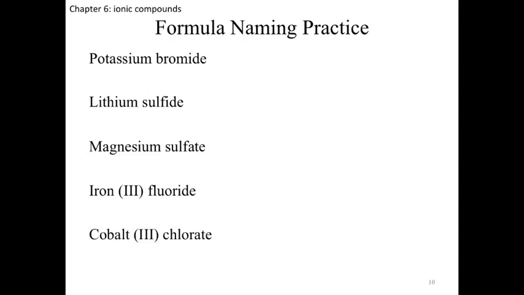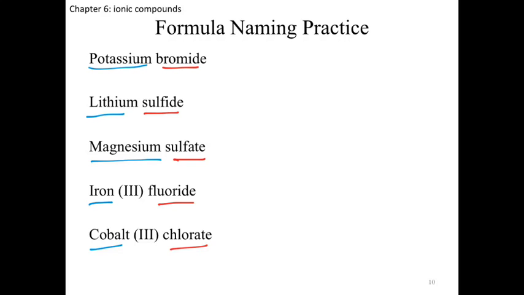So let's take a look at some naming practice. Again, I will give you a time to pause right here so that you can work out these questions, and I will write up the answers in 3, 2, 1. We're going to go through these kind of fast. I'm going to underline all of my cations and all of my anions, because I know the anion shows up second.